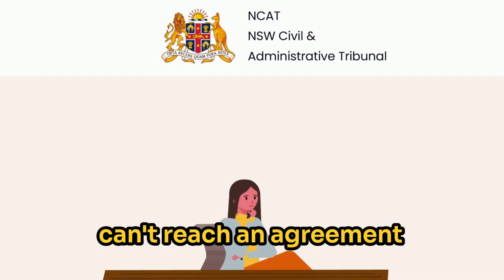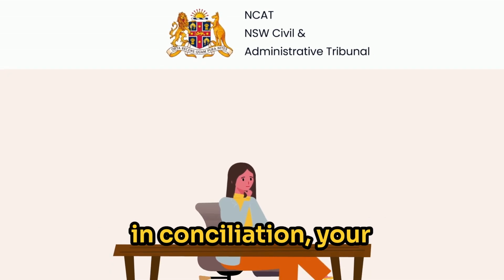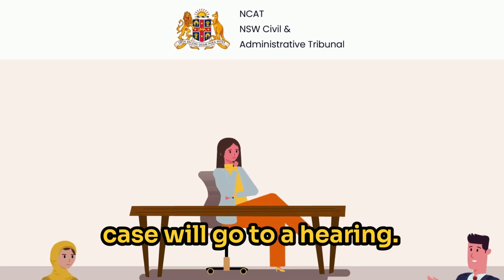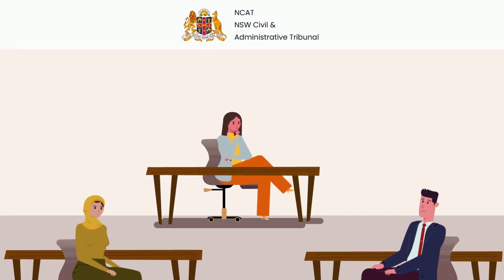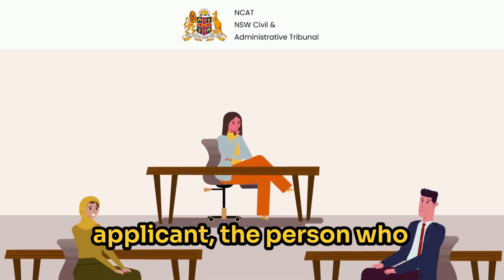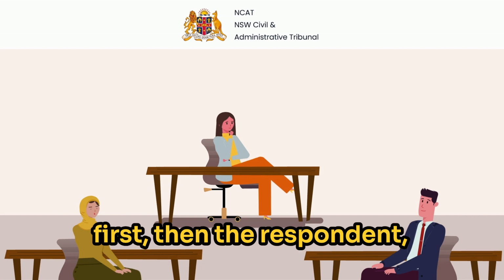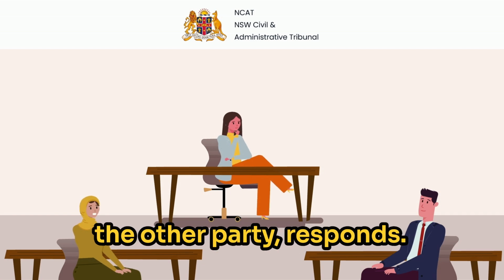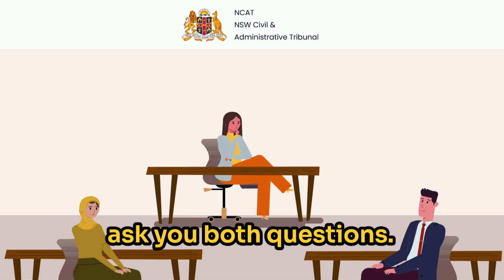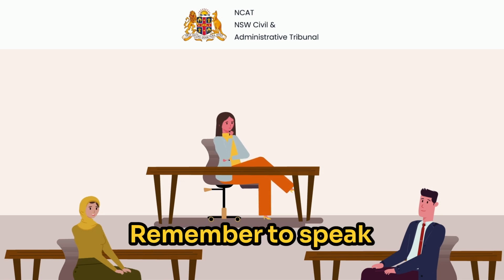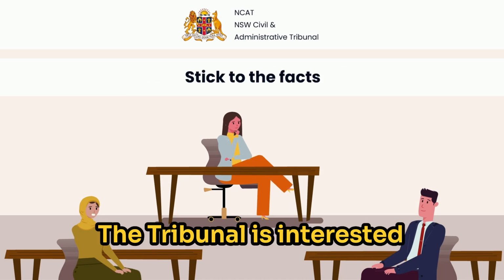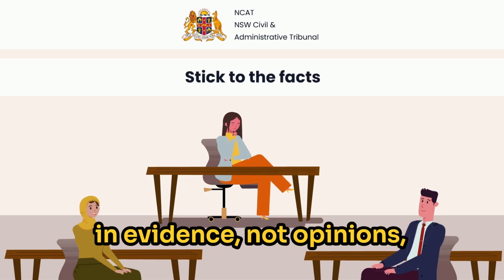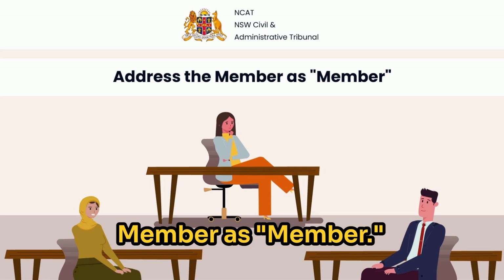If you and the landlord can't reach an agreement in conciliation, your case will go to a hearing. The conciliation and hearing usually won't be on the same day. At the hearing, the applicant, the person who lodged the claim, speaks first. Then the respondent, the other party, responds. The NCAT member may ask you both questions. Remember to speak clearly and respectfully. Stick to the facts. The tribunal is interested in evidence, not opinions, and address the member as member.